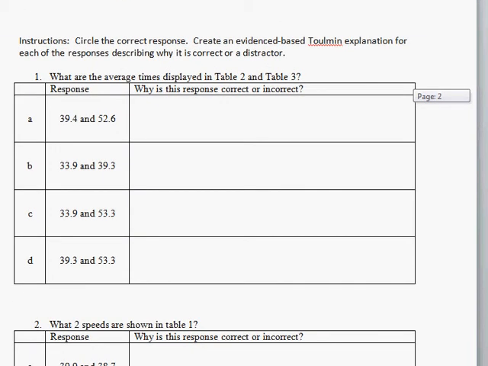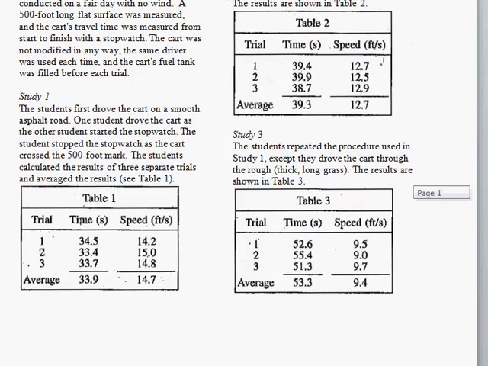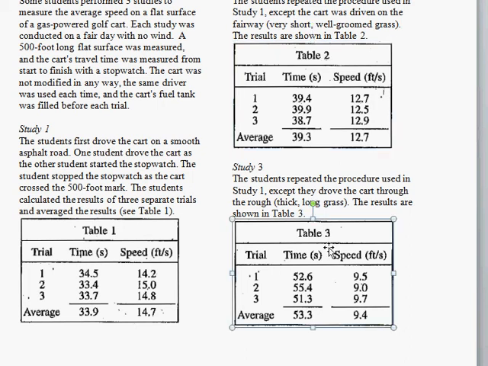Okay, let's take a look at the first question. What are the average times displayed in Table 2 and Table 3? So we're looking at Table 2 and Table 3, and we're looking for the average times. Let's see if we can pick that out. Table 2, Table 3, average, average, and this column is time, so time and average leads me to 39.3 for Table 2, and time and average leads me to 53.3 for Table 3.